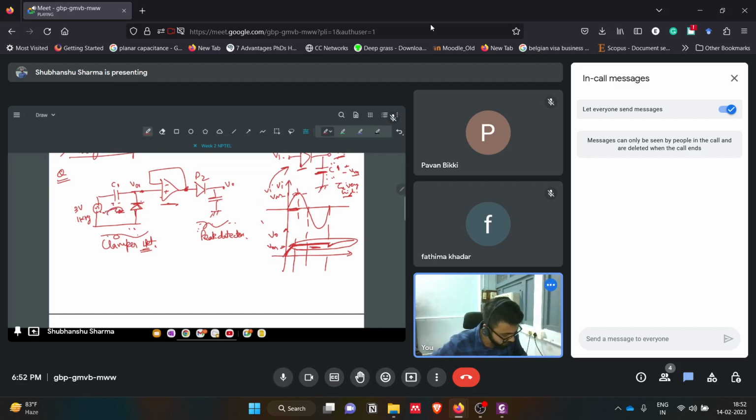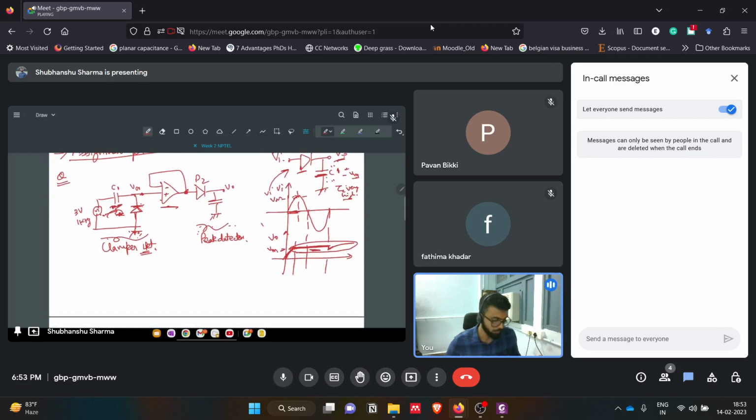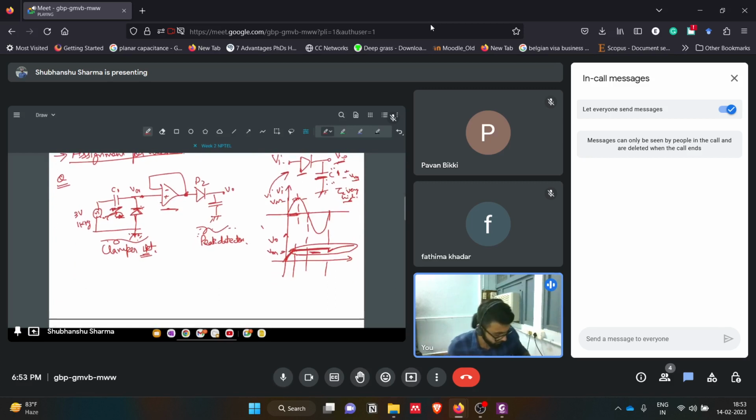Plus minus C1. I think this is ground. So if we talk about the negative cycle, let's start from the negative cycle. This diode will be closed, the output voltage will be zero, so this will be shorted, and we will not get any output.